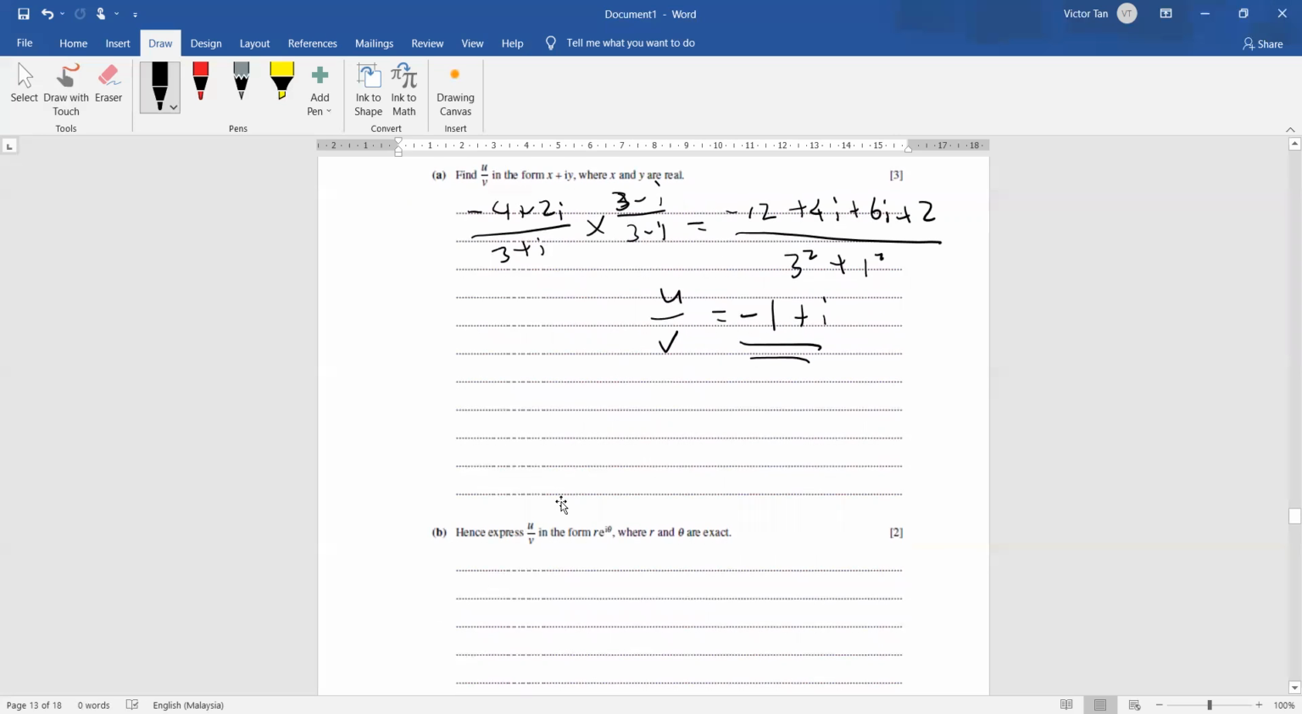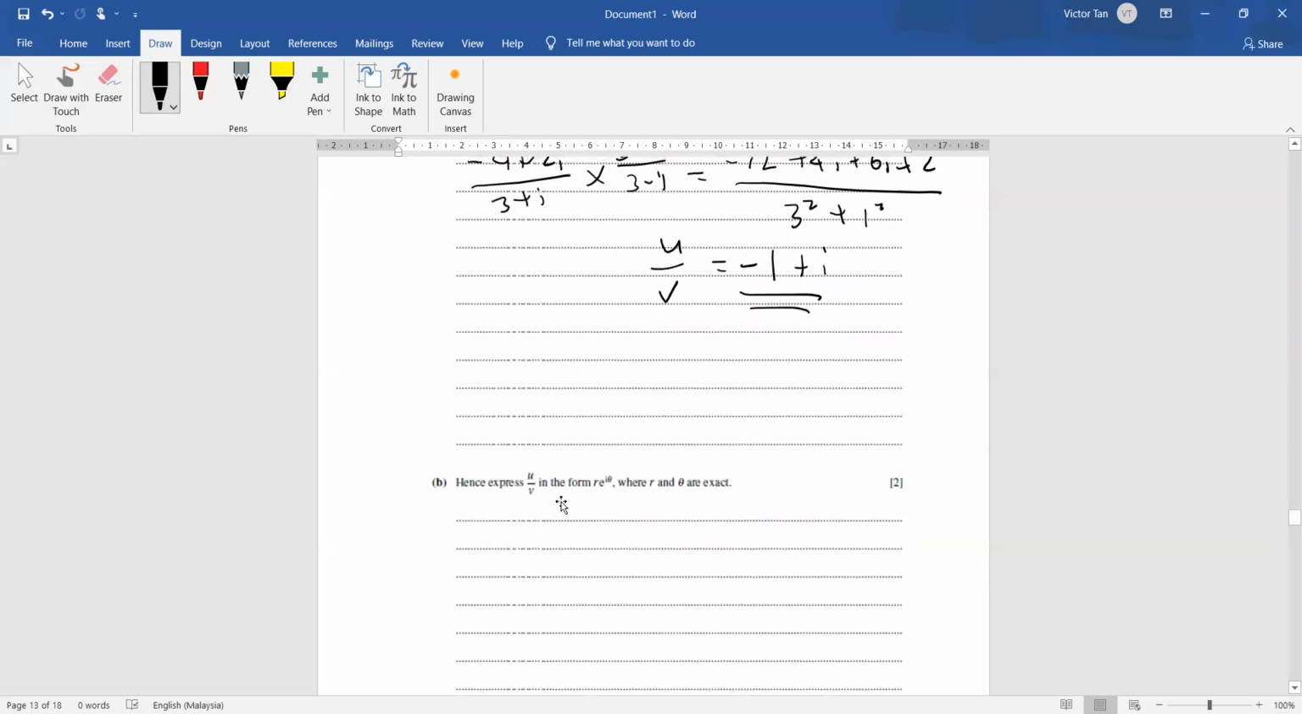Express u over v in the form re^(iθ). You need to find the modulus and argument. So the modulus of u over v. So it's written u over v. So this is likewise the same as the length of two points.